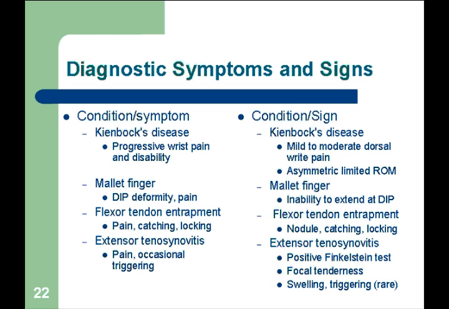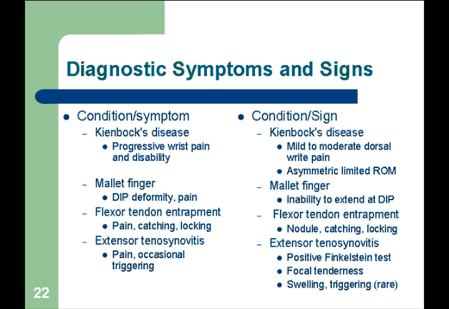Kienbock's disease, as we talked about, is a progressive wrist pain type pattern. I think that a lot of people develop some degenerative change in their lunate over time. Not all of those end up having pain that then precipitates them coming to a physician, getting x-rays or MRIs, and then those are interpreted as Kienbock's.